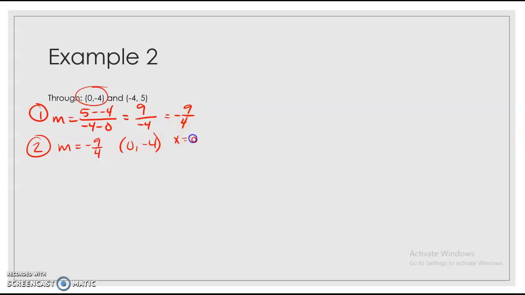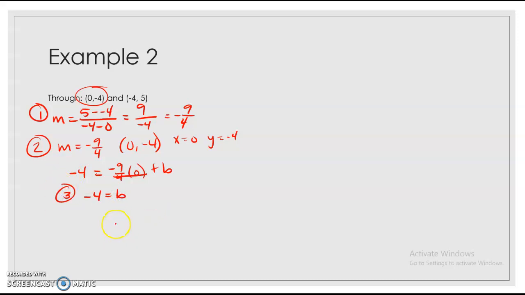So x is going to be 0, y is -4. So then I plug in: -4 equals -9/4 times 0 plus b. So -9/4 times 0 is 0, right? And so we're left with -4 equals b. That was step 3 right there, solving for b.